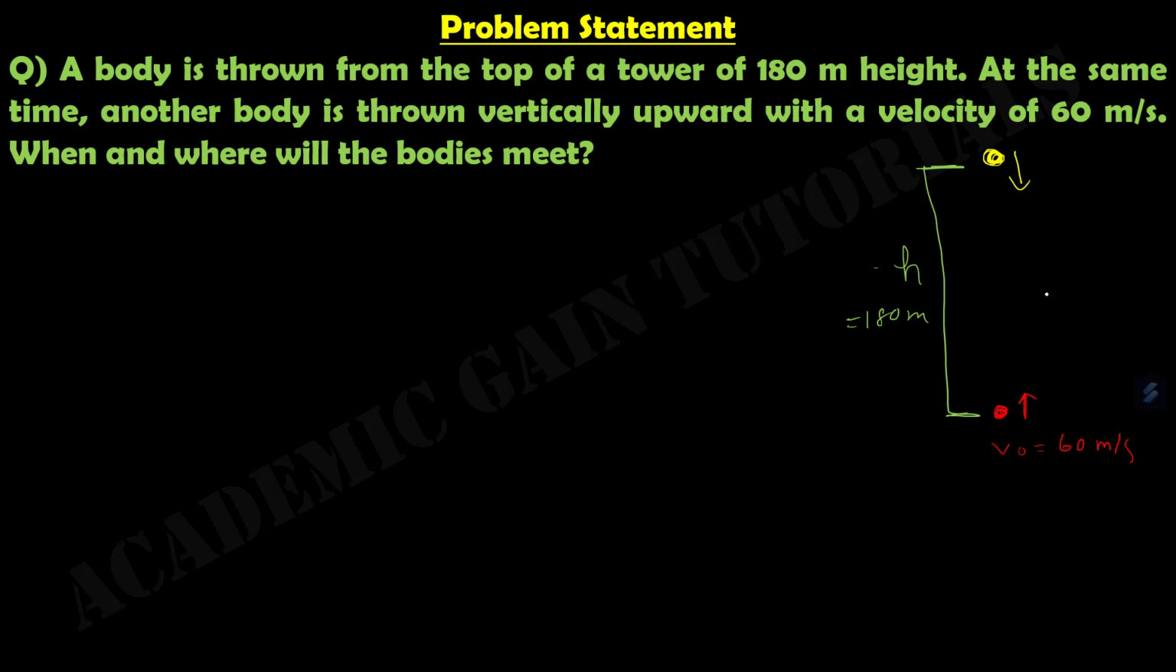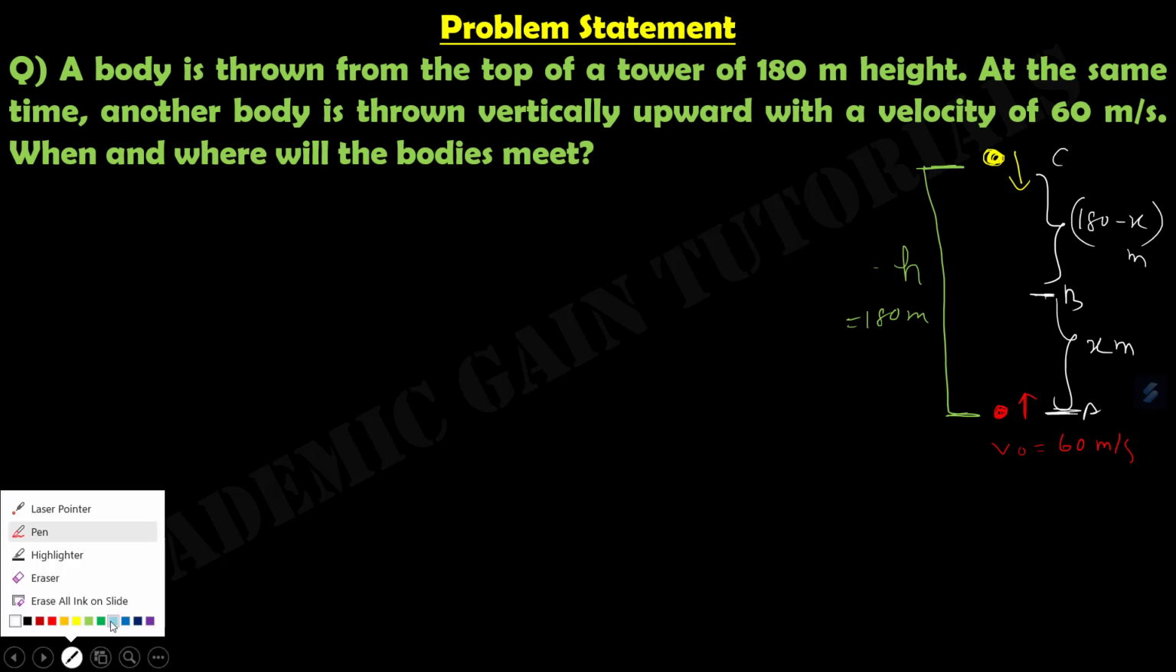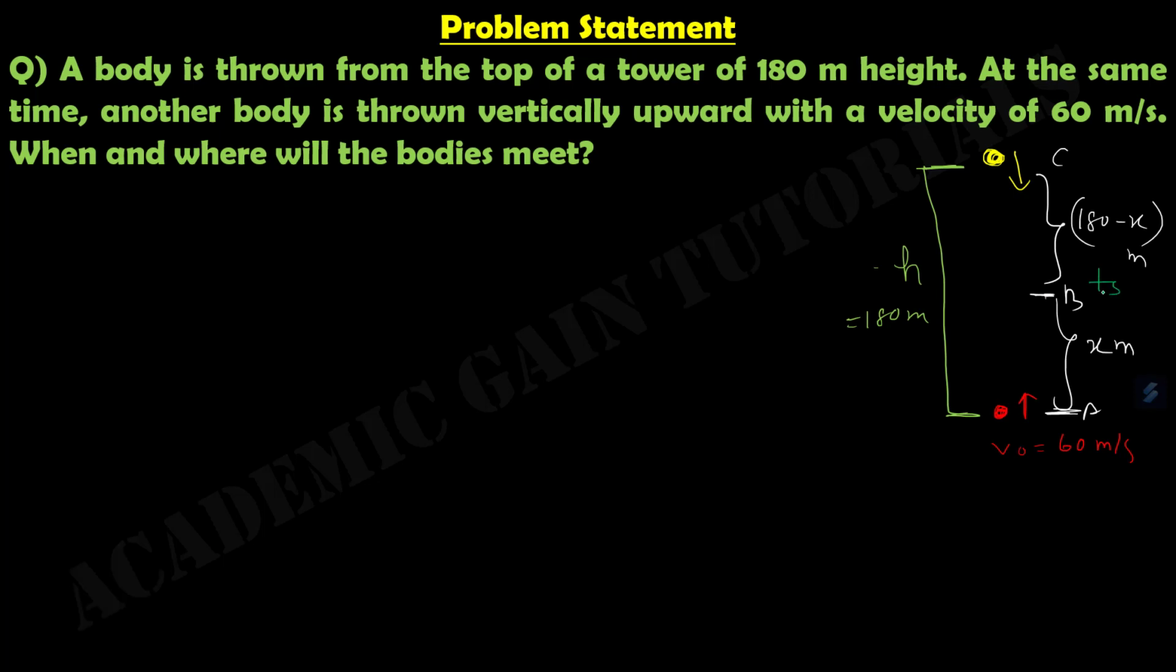Let us consider that the bodies meet at x meter from the ground. So this height from A to B is x meter, and B to C will be 180 minus x meter. At t seconds the bodies will meet.